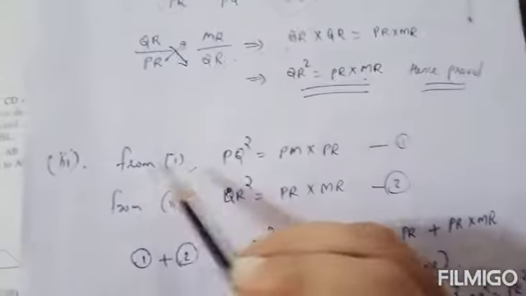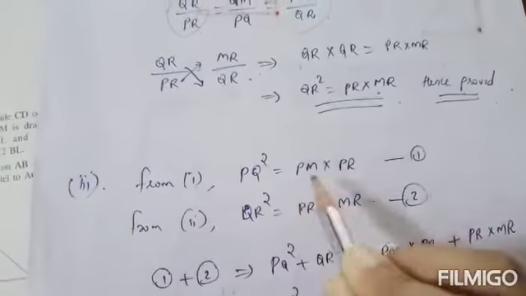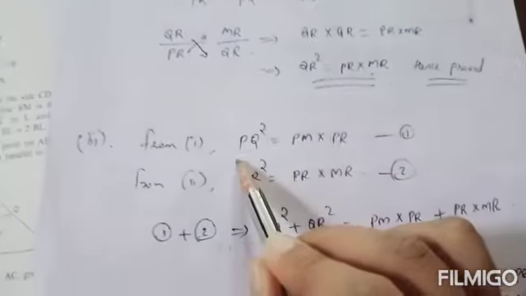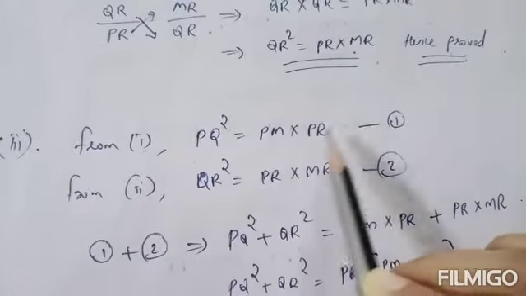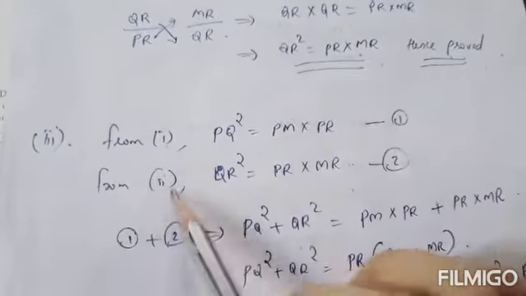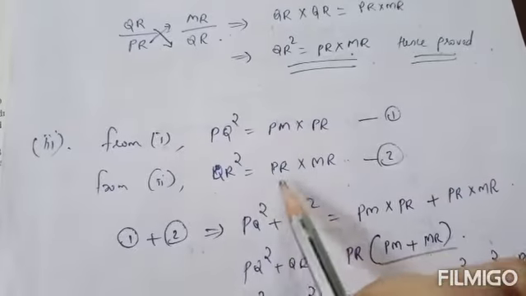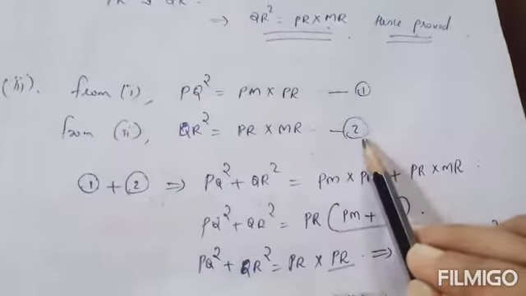Now, the third one: PQ square plus QR square equal to PR square. In this, from the first question, we have PQ square equal to PM into PR. We proved in the first question PQ square equal to PM into PR. Give that as equation 1. From the second question we proved QR square equal to PR into MR. This you can give as equation 2.